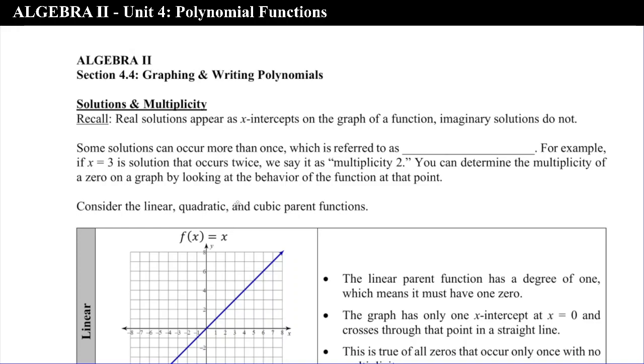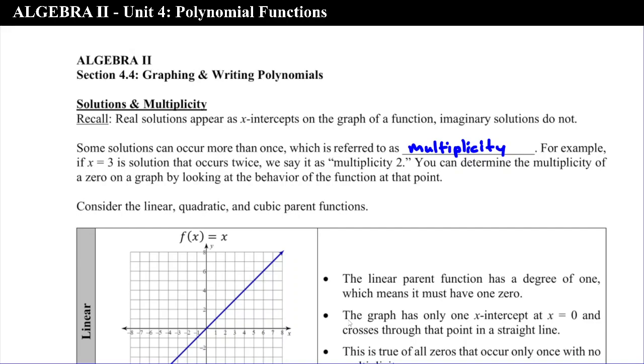So some solutions can appear more than once, and the fact that we have some solutions appearing more than once, we refer to that as multiplicity. Okay, so for example, if x equals 3 is a solution that occurs twice, we say that x equals 3 with a multiplicity of 2. You can determine the multiplicity of a 0 on a graph by looking at the behavior of that graph at that point on the x-axis.